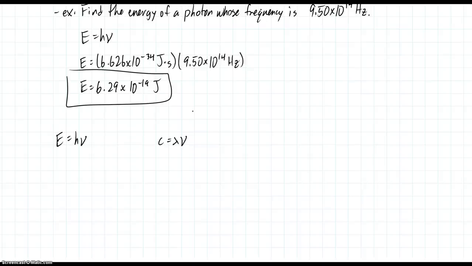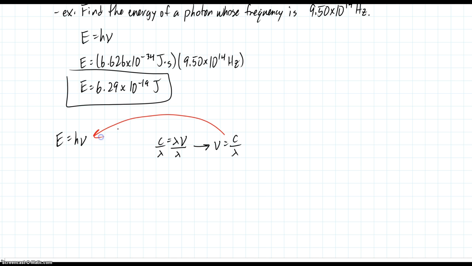One way to do it is to do it in 2 steps. Use this equation to find the frequency and then plug into the equation on the left. Or notice that if we divide both sides of the equation on the right by lambda, that gives us nu equals c over lambda. And we could plug that in for nu over here and get E equals H times c divided by lambda. So again, that's not really a new equation. We're just taking the 2 equations that we already know and putting them together.